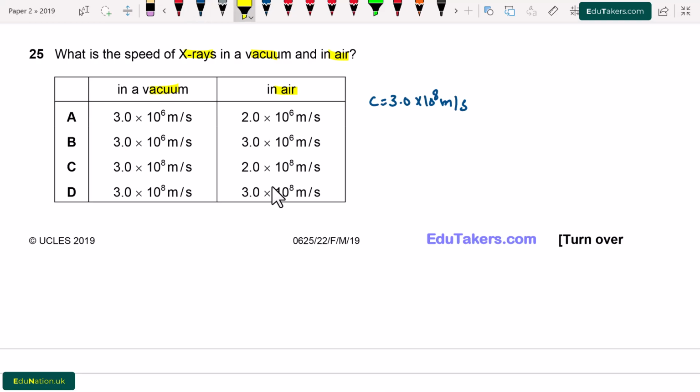Option A, 3.0 × 10^6 and 2.0 × 10^6. This option is incorrect. B, 3.0 × 10^6 and 10^6. This option is also incorrect. C, 3.0 × 10^8 meter per second and 2.0. So this is also incorrect. D, both of these speeds, in vacuum and in air, are 3.0 × 10^8 meter per second. So option D is correct.